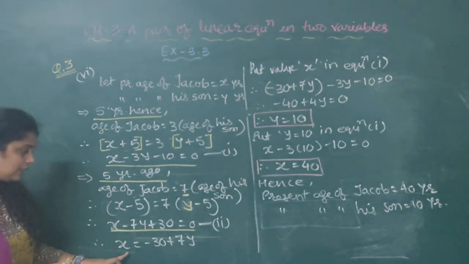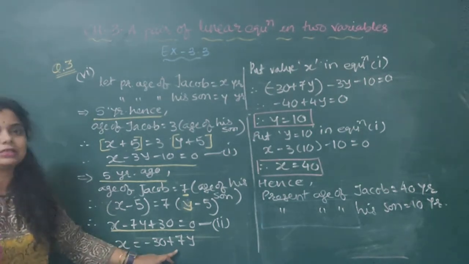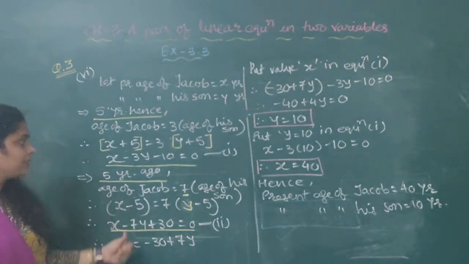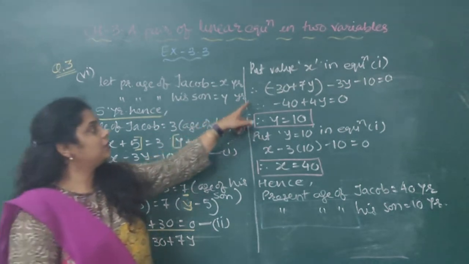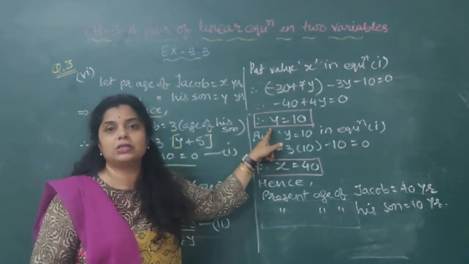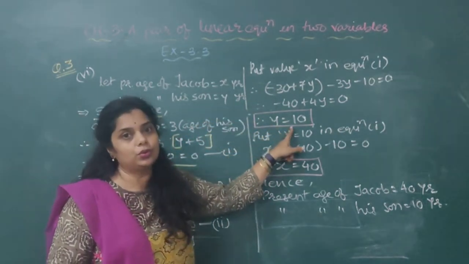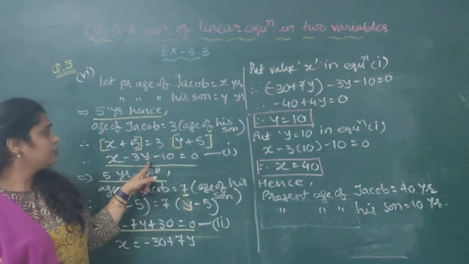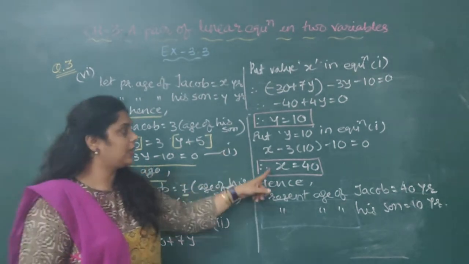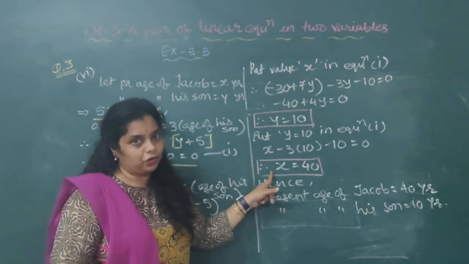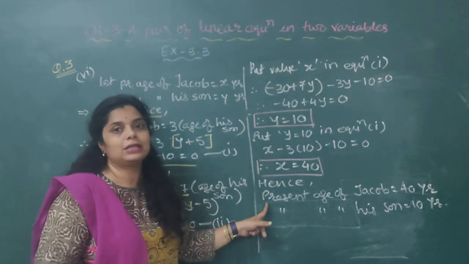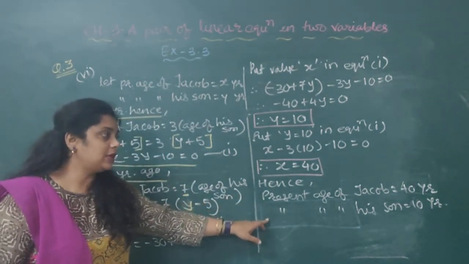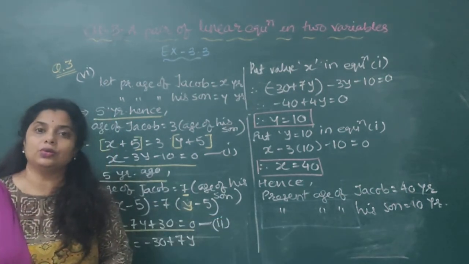So here I got x is equal to minus 30 plus 7y. Now I am going to substitute this value of x in equation 1, and after calculation and simplification I got that y is equal to 10. And this y is equal to 10 I have put again in the first equation, and I got that x is equal to 40. Hence in this way we can say that the present age of Jacob is 40 and the present age of his son is equal to 10.